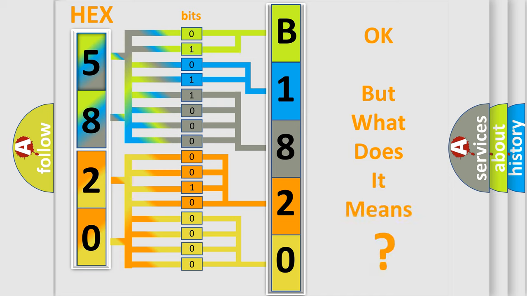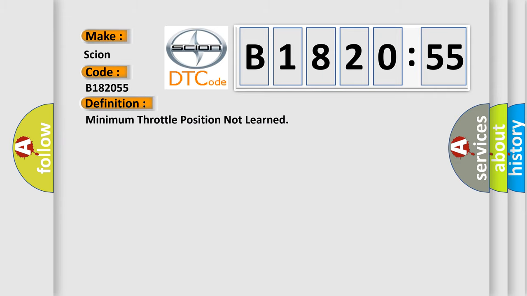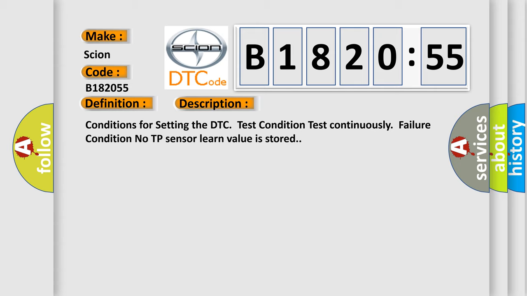The number itself does not make sense to us if we cannot assign information about what it actually expresses. So, what does the Diagnostic Trouble Code B1820-55 interpret specifically for Scion car manufacturers? The basic definition is minimum throttle position not learned. And now this is a short description of this DTC code. Conditions for setting the DTC: test condition continuously failed, no TP sensor learn value is stored.